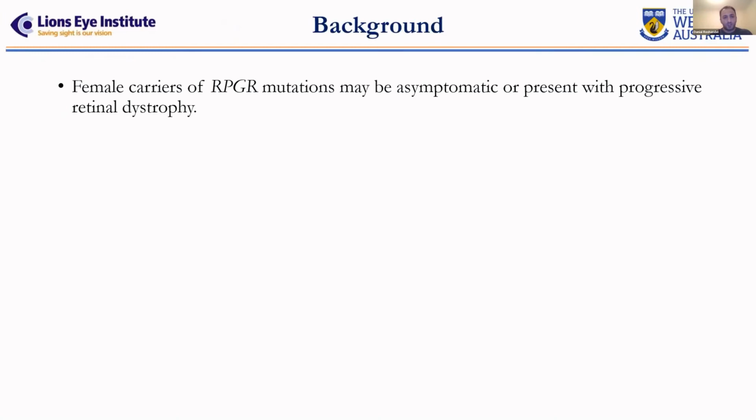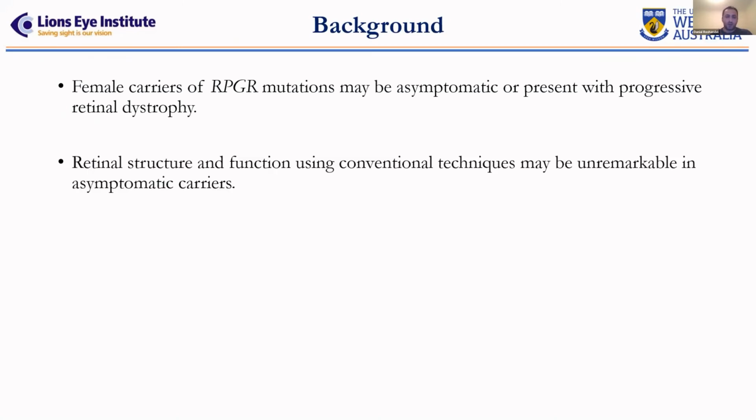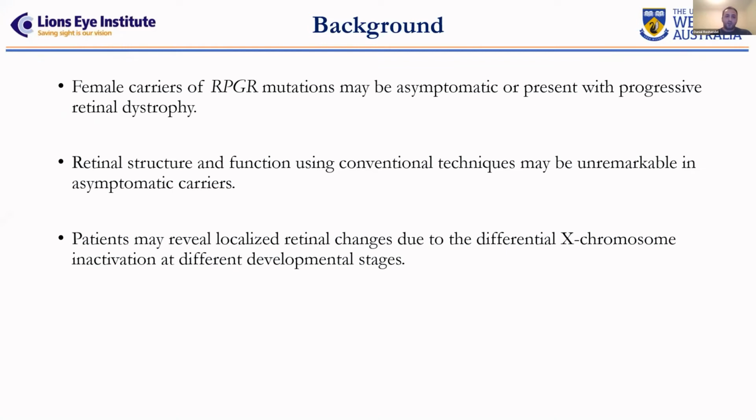So we know that RPGR mutations are the most common cause of X-linked RP, and female carriers of RPGR mutations can be asymptomatic, or they can present with progressive retinal dystrophy as severe as the male phenotype. In asymptomatic carriers, retinal structure and function is usually normal using conventional techniques like OCT or fundus autofluorescence. But these conventional techniques have shown some localized changes in some patients, which may be due to differential X chromosome inactivation at different developmental stages.